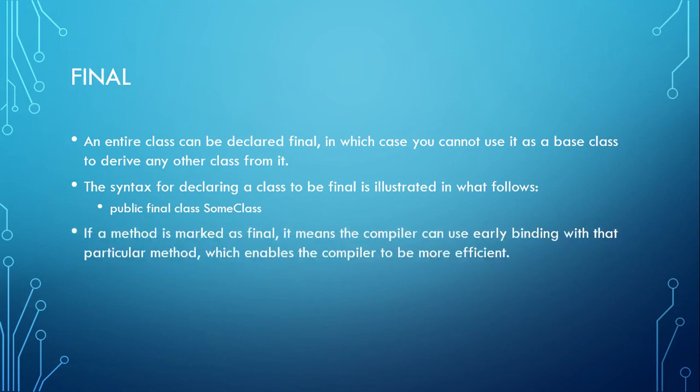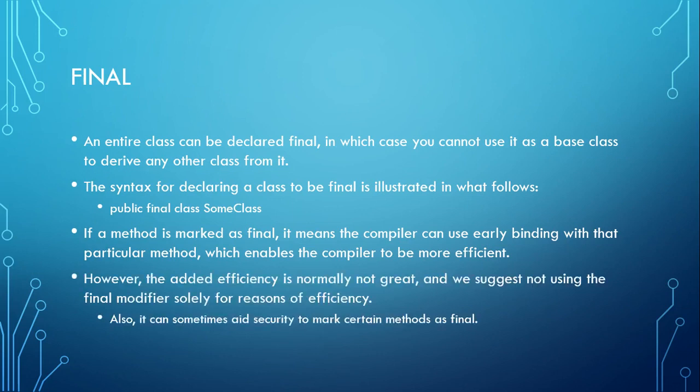Now, if a method is marked as final, it means the compiler can use early binding with that particular method, which enables the compiler to be more efficient. That is one advantage of early binding in comparison to late binding, which we discussed in the previous lesson, in that because it's early binding, it can preload a lot of stuff in the CPU, can have it all going. So the computational speed is a lot faster. So if you're looking at efficient algorithms, early binding can actually be advantageous compared to late binding.